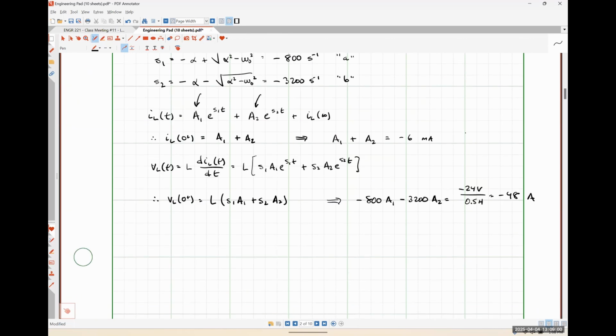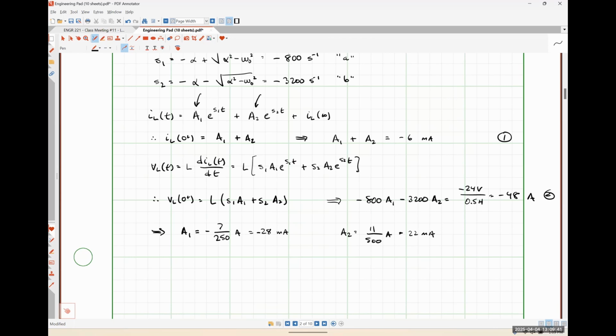So when I solved this system, equation 1 and equation 2, I got A1 to be negative 7/250 amps, which is the same thing as negative 28 milliamps. And I got A2 to be positive 11/500 amps, which is the same thing as positive 22 milliamps.